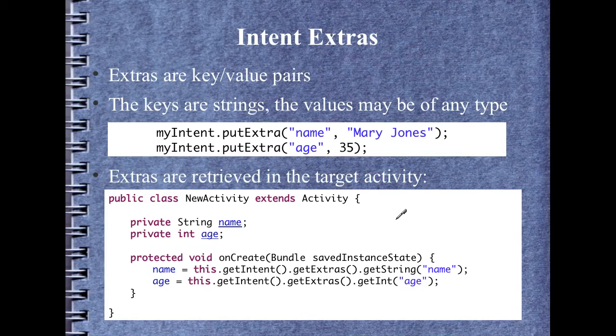We can put an extra into myIntent. We have an extra called name. We have an extra called age. The name extra will refer to it by the string NAME, or name, and then it is Mary Jones.